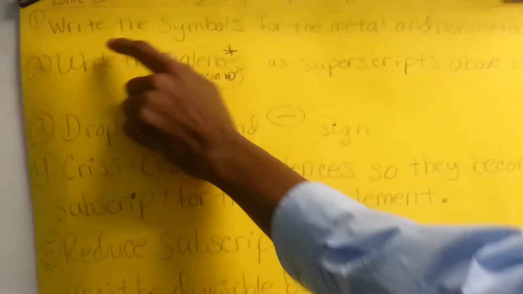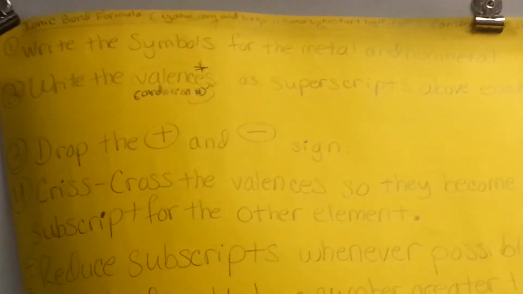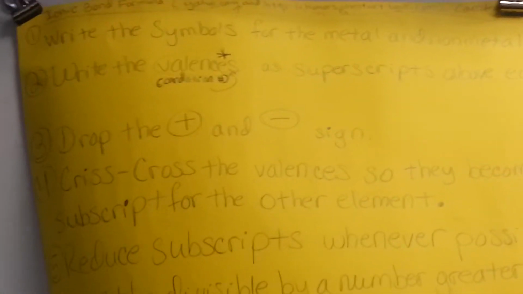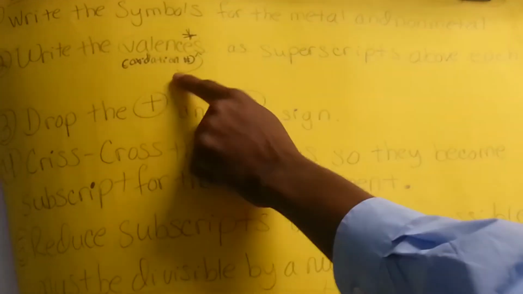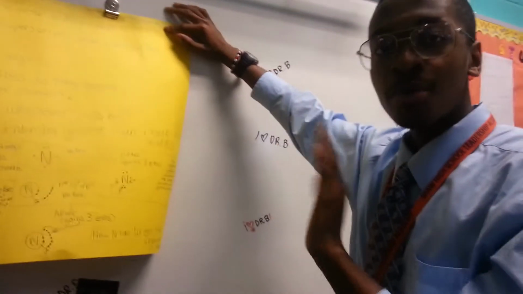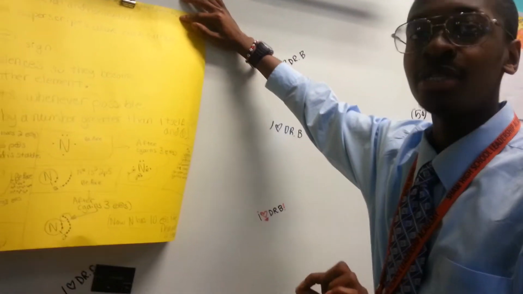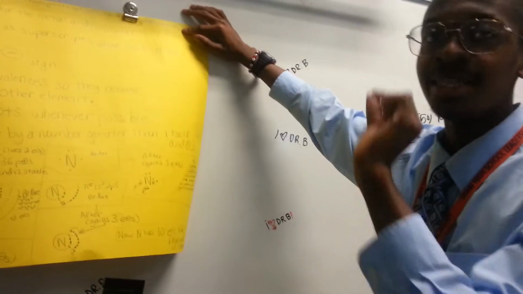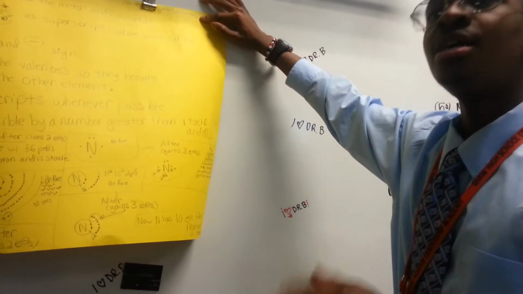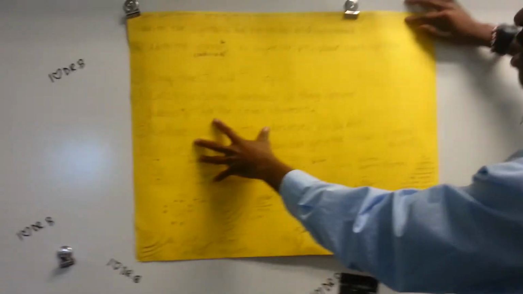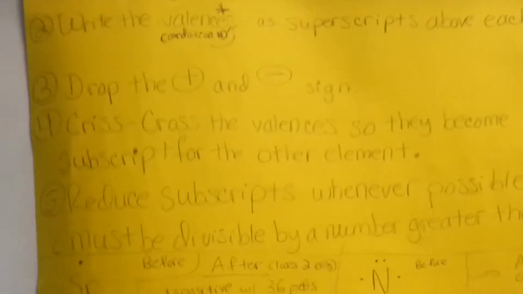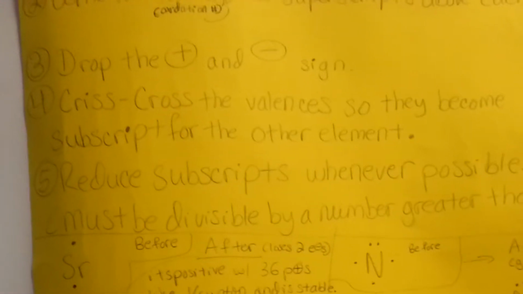Step 1 of the ionic bond formula. Write the symbols for the metal and the non-metal. Step 2, write the valences or the oxidation number as superscripts above each symbol. Superscripts lie in the top corner of the element, instead of at the bottom, which is a subscript. It's a superscript because it's at the top. Super, top, sub, bottom.